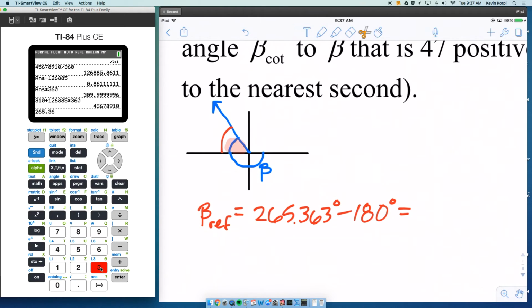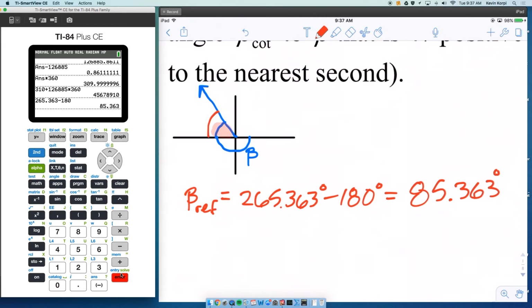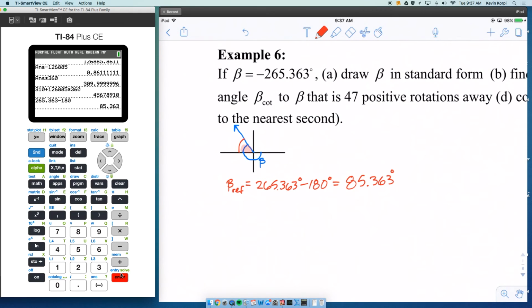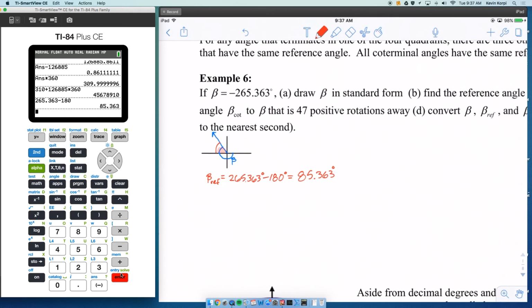And this is the whole part of thinking, what is reasonable? If you would have just subtracted 180, you're not going to get an acute angle, and it won't be positive either. Is 85.363 a positive acute angle? It is. So there is your reference angle. And what did I label it? B ref. Yeah, B subscript REF. So that answers the question for part B.